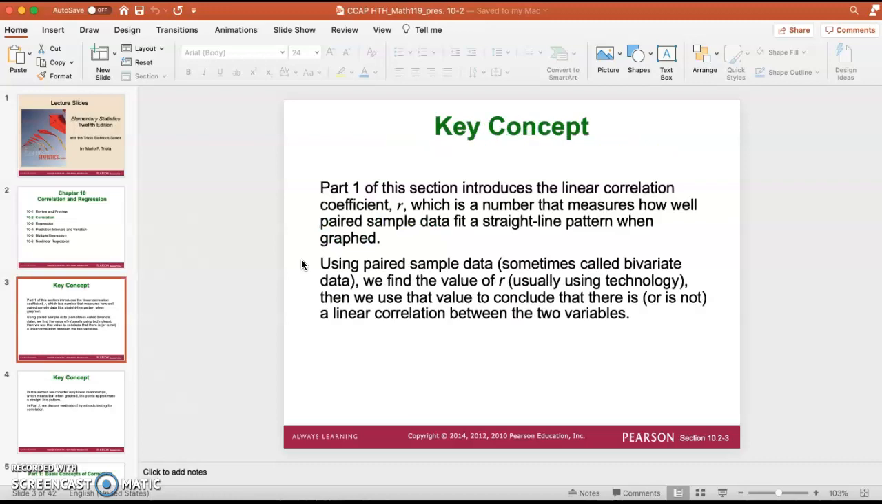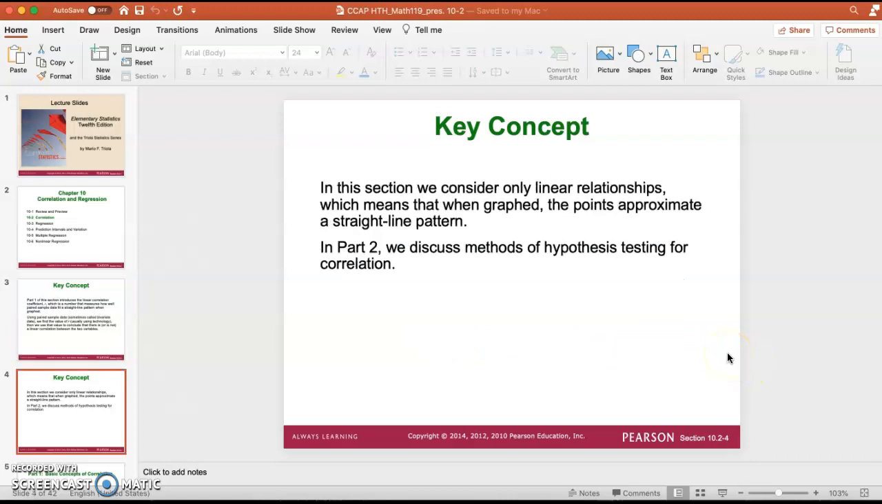All right, so some key concepts here: part 1 of this section introduces the linear correlation coefficient R, something you're going to be calculating, which is a number that measures how well paired sample data fit a straight line pattern when graphed. Notice it says paired, so XY pairs is typically what we'll use. Using paired sample data, sometimes called bivariate data, we find the value of R, usually using technology. Then we use that value to conclude that there is or is not a linear correlation between the two variables. And correlation is a way of saying an association or a relationship of some sort.